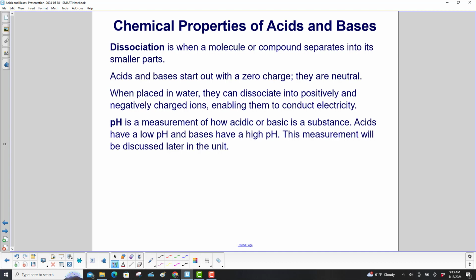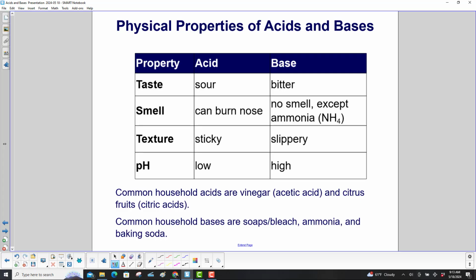pH is a measurement of how acidic or basic a substance is. Acids have a low pH and bases have a high pH. This measurement will be discussed later in the unit. Physical properties of acids and bases. We have taste, smell, texture, and pH. An acid is sour, and it can burn your nose, so you really shouldn't try to smell it. It's sticky, and its pH is low.